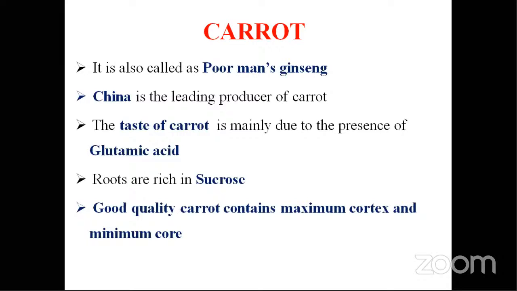So these days the main breeding objective is to create coreless carrot varieties, so that the core length is as low as possible. So it is called poor man's ginseng, and China is the leading producer. Taste is due to glutamic acid. Sugar is mostly sucrose, and the core should be minimum with maximum cortex.